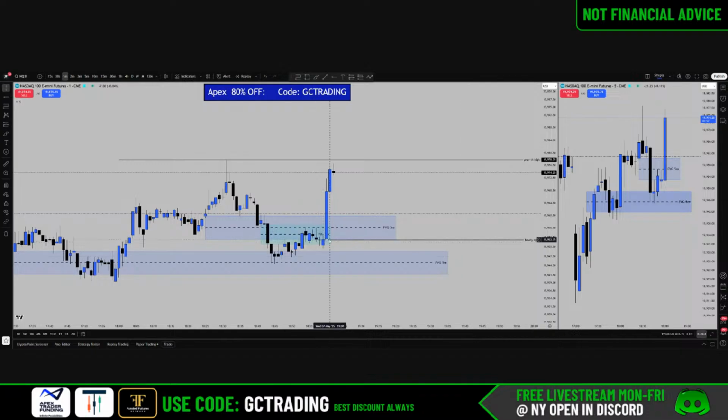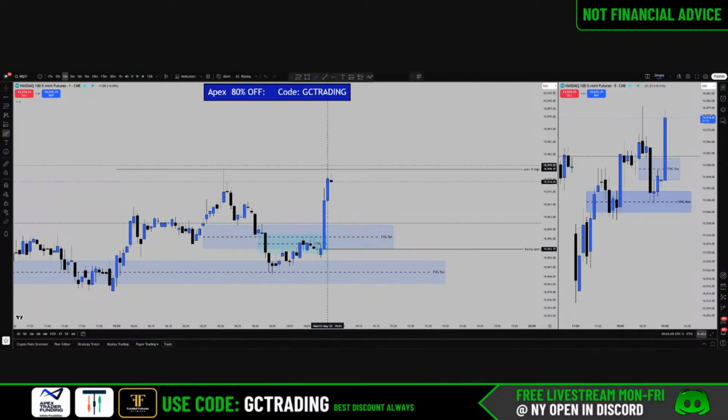So, this hourly open, ideally, we'd want to get into that trade somewhere up here above and then flip back down.